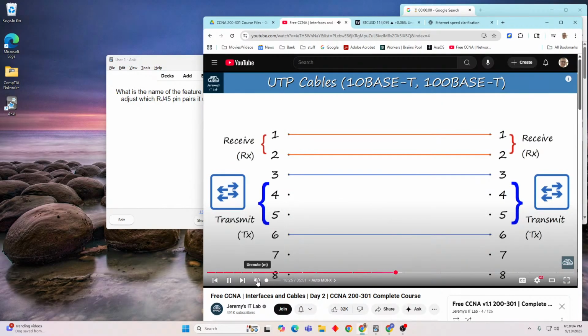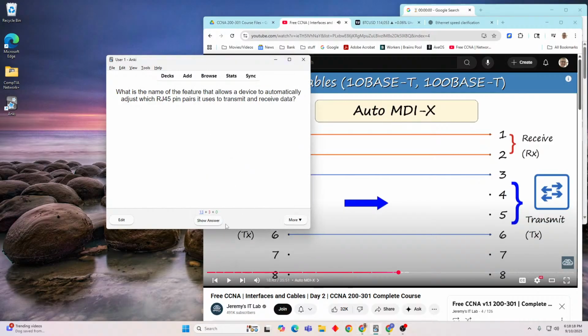Auto MDIX is the feature. Because newer networking devices include a feature called Auto MDIX. Previously, if two switches were connected with a straight-through cable like this, they would be unable to communicate. So in the background, there's this auto feature on newer devices.